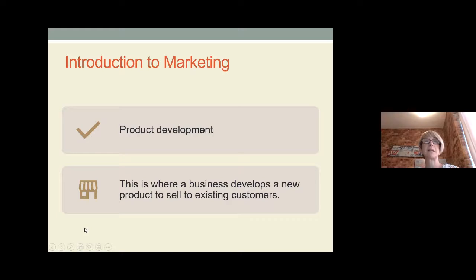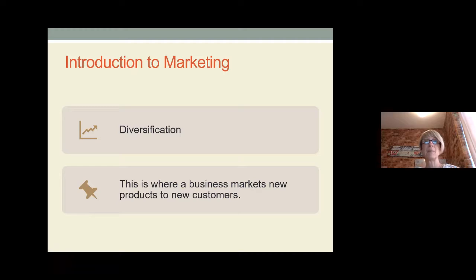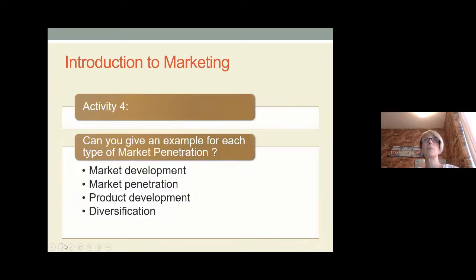Product development. So this is where a business develops a new product but sells it to their existing customers. Diversification is where a business markets new products to new customers, and all of these techniques would help a business to grow and therefore become more profitable.